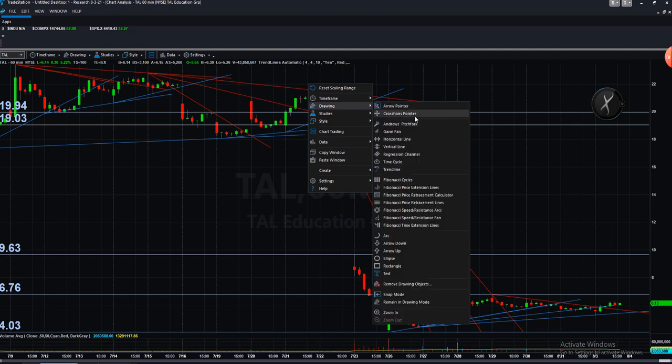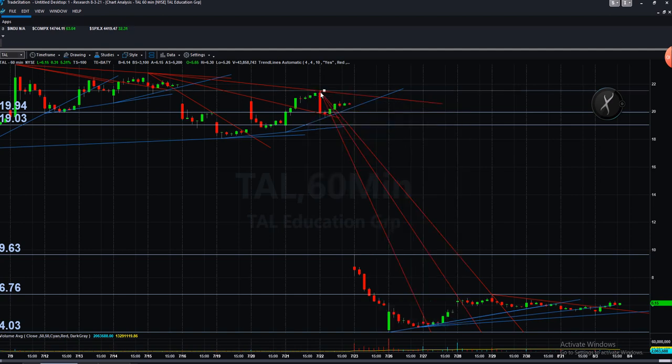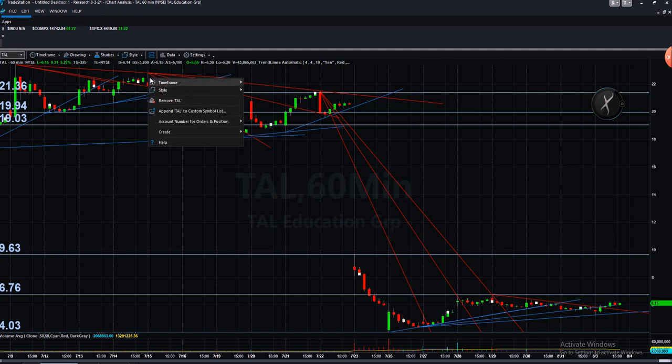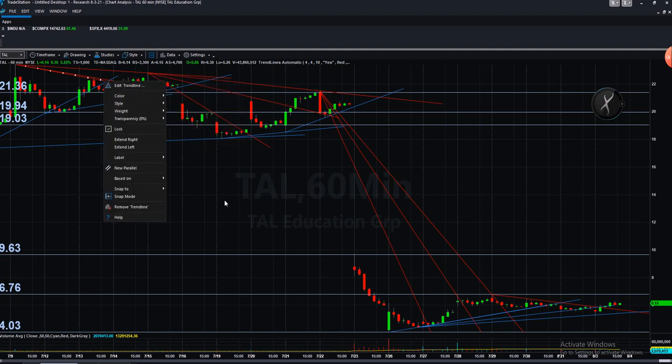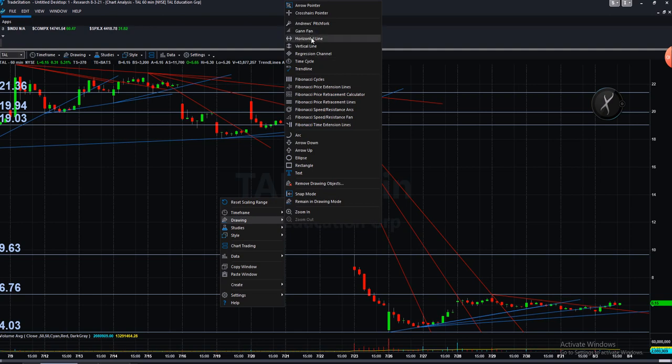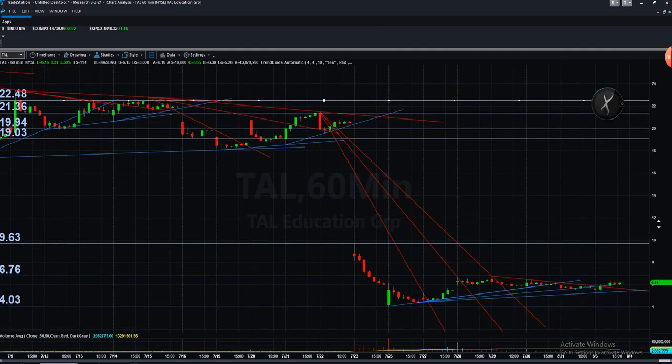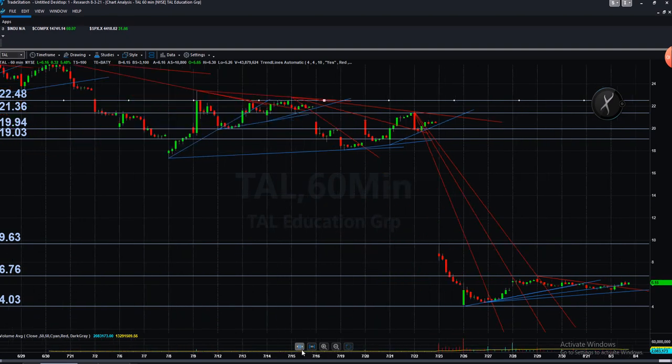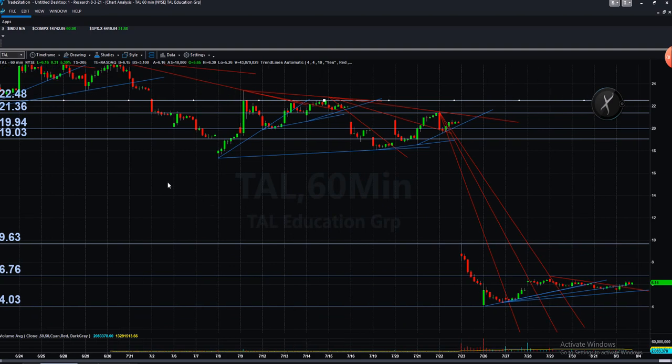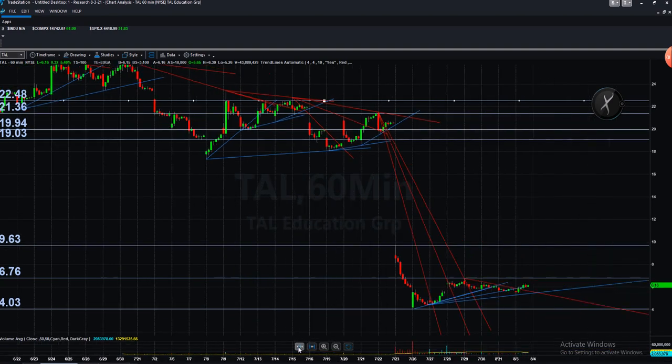If it gets past that, we're going to get over to 21.36. Then next will be 22.48. Now this is according to the 60-minute or 1 hour chart data, and it's matching up with the daily information pretty well, so I'm liking that.